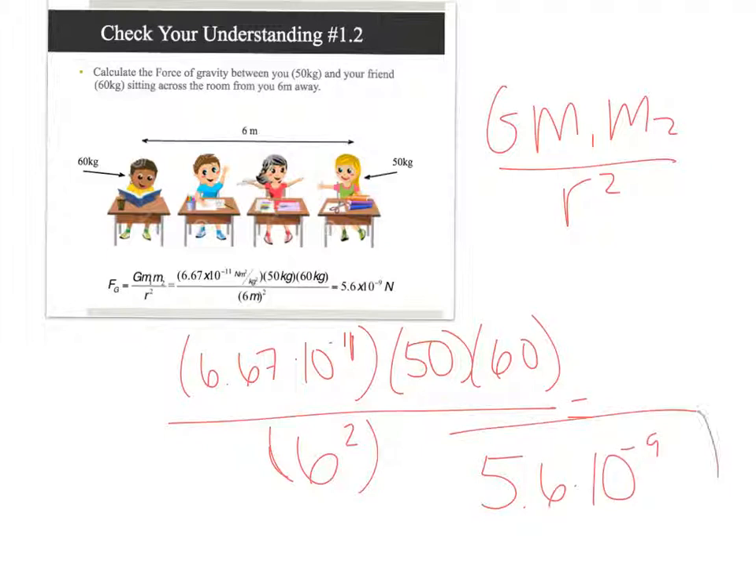So this got a lot smaller. 10 to the negative 7, 10 to the negative 9th. That's a lot smaller just from moving 6 meters away. And that's because of this r squared right here. That makes it a whole lot smaller. So make sure you can get that on a calculator.